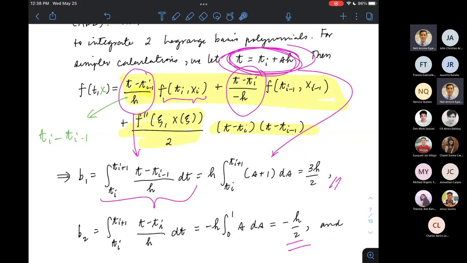Kasi kapag dalawa lang yung ginamit mong points sa interpolation, linear lang yung mga Lagrange basis polynomials. Pero pag tatlo na yung points na ginamit mo, bawat L sub J, bawat isang Lagrange basis polynomial ay quadratic. Kapag apat na points or 4-step yung method, cubic yung magiging Lagrange interpolating polynomial, tas kailangan niyo siyang i-integrate. The only consolation is that we are only integrating polynomials and MATLAB can give you the symbolic result of that integration. So, hindi siya malaking issue. Matrabaho lang for us.